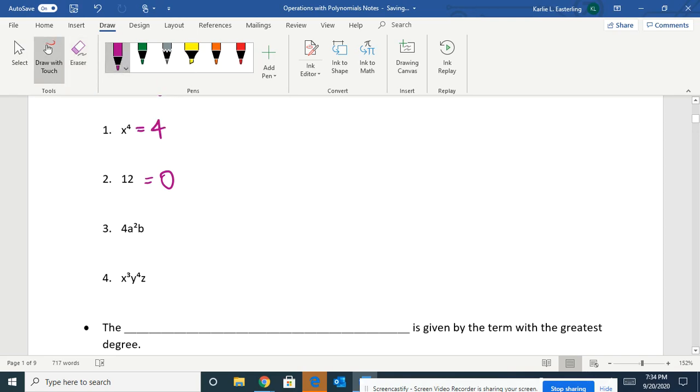If you are looking down here at 4a squared times b, so we're looking at 2 plus 1 as the exponents of those variables, giving us a degree of 3. Then out here we have x cubed times y to the fourth times z, and that'll give us a degree of 8.